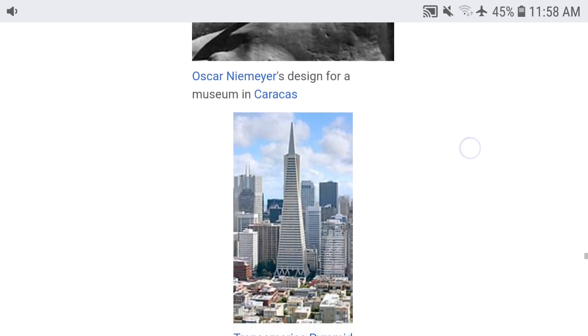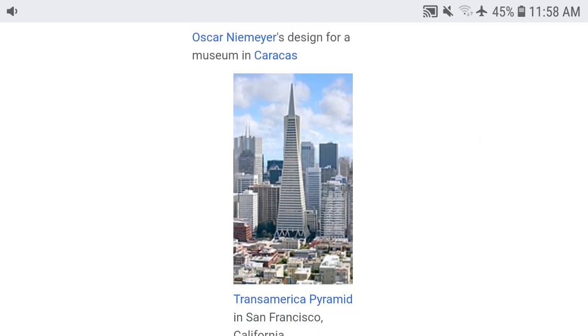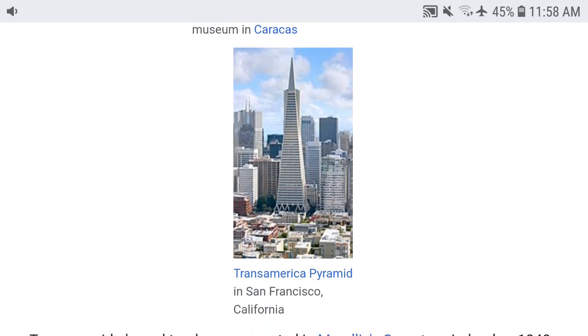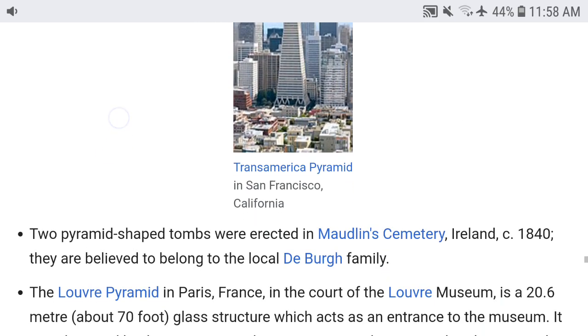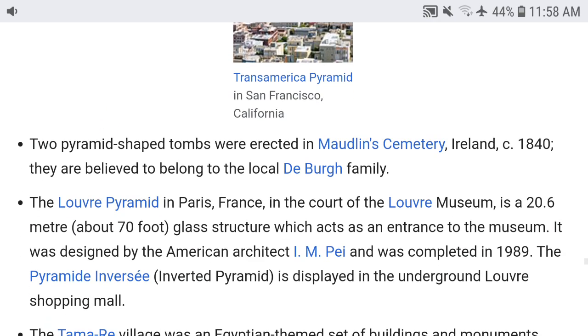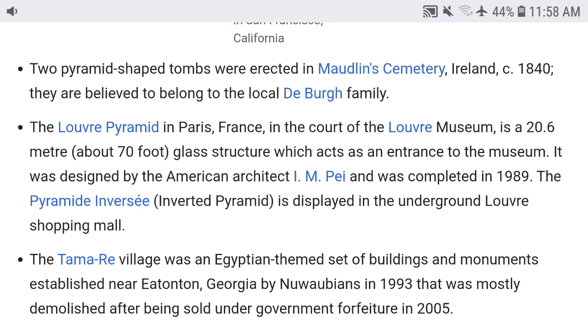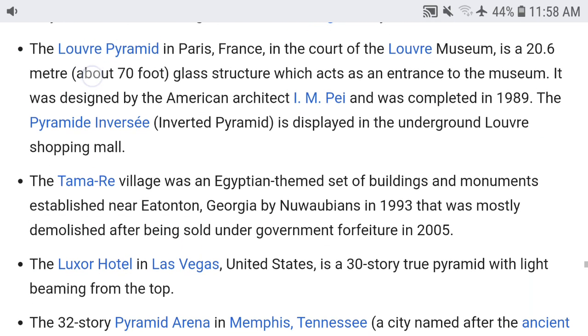Okay, that's interesting. The next will be Transamerica Pyramid in San Francisco, California. Okay, I also never heard about this. Probably I have seen it by pictures, but I never realized that it was that. But yeah. Okay, so this is all the explanation about that. Two pyramid-shaped tombs were erected in Magdalen Cemetery, Ireland. Okay, that's Ireland. Louvre Pyramid in France, that's Europe as well.